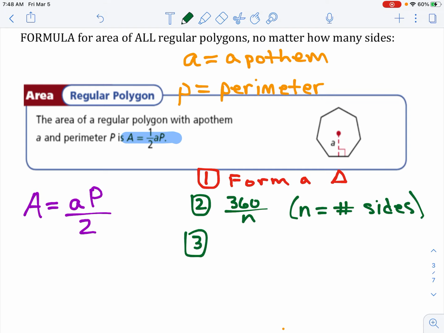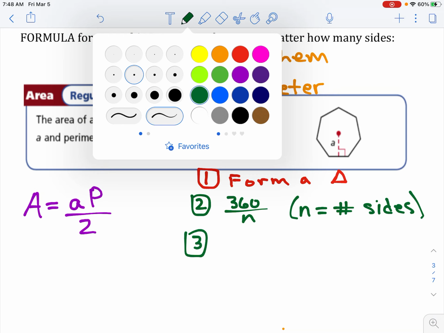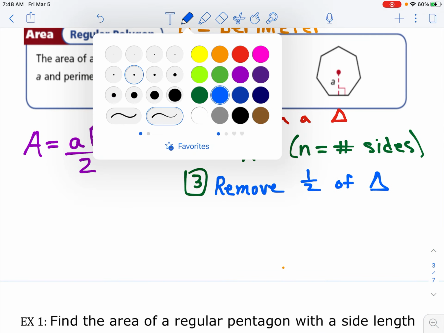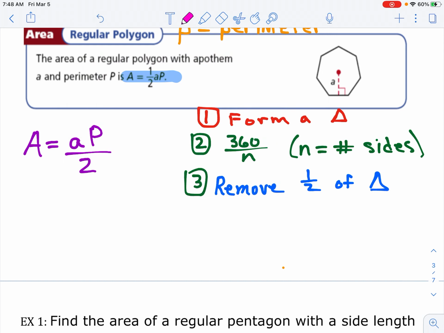All right, now, after we find that central angle, what we're going to do is remove half of the triangle. Now, after we remove that triangle, we are going to solve using SOH CAH TOA.